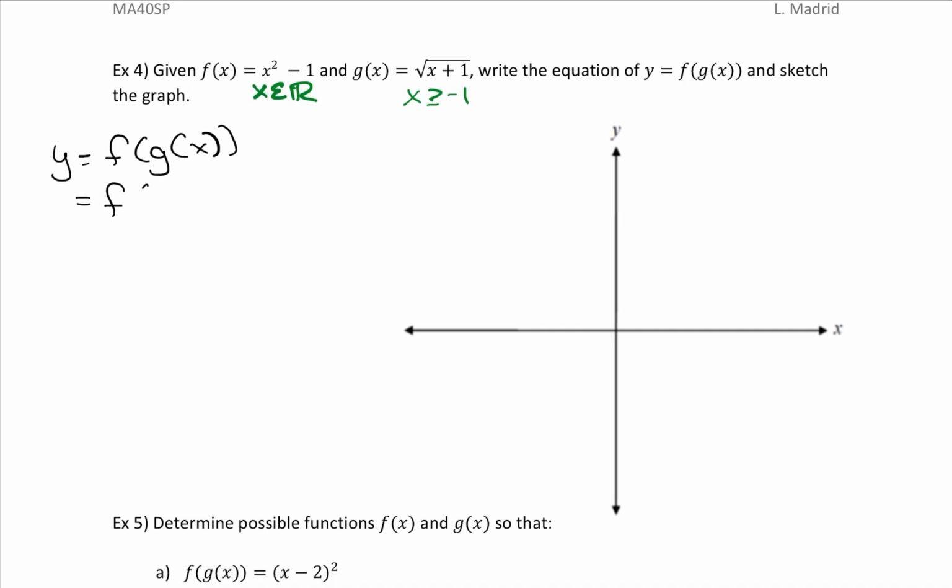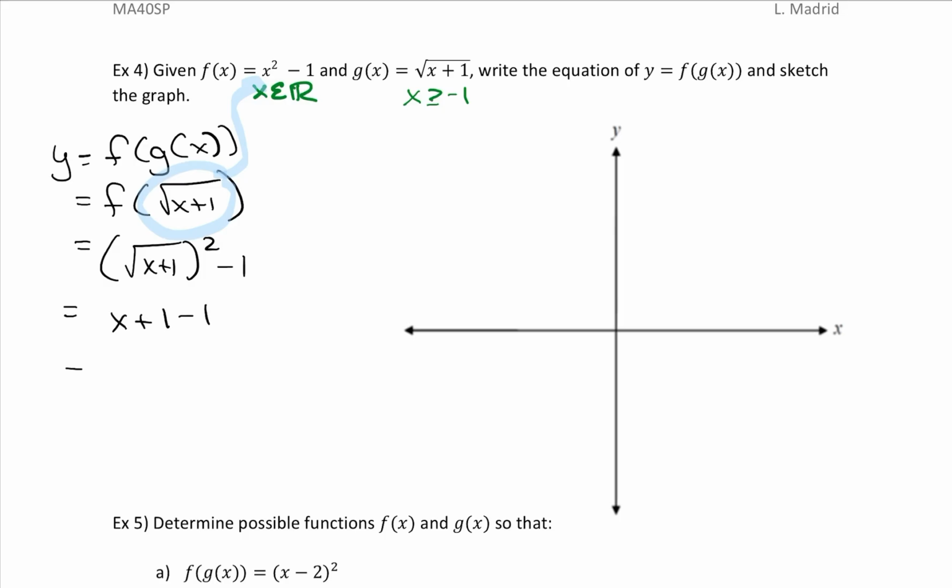Okay, so the first thing we're going to do is we're going to substitute g of x for x plus 1, square root of x plus 1. Then we're going to go to our f of x equation, which is x squared minus 1. And we're going to be plugging that square root of x plus 1 squared in there. So all we're doing is taking this and plugging it in here. The square root and the squared are going to cancel. So x plus 1 minus 1, which just equals x. So this is my equation.